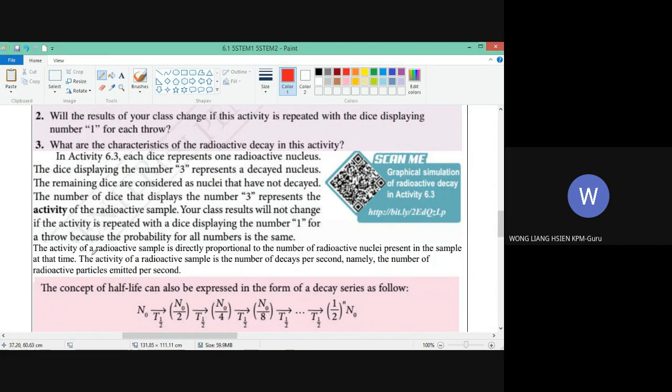So the activity of a radioactive sample is directly proportional to the number of radioactive nuclei present in the sample at the time. The activity of a radioactive sample is the number of decays per second, namely the number of radioactive particles emitted per second. So that means every 1 second, how many radioactive particles it emits. But we are going to discuss that later. Now we want to talk about this dice throwing.